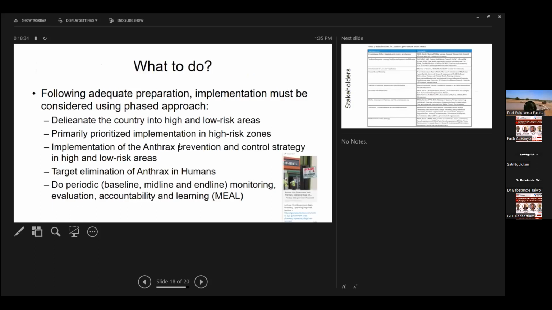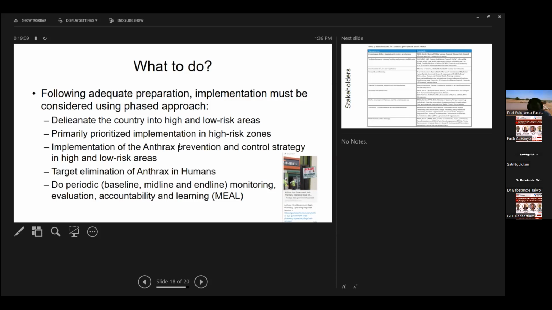So what are the things we also need to do? We need to delineate the country into high and low risk areas, as I've said. Primarily prioritize the implementation and elimination in high-risk zones. We also need to implement the prevention and control strategy. I've mentioned that before. It's not an idle document. It's something we need to make active and use from time to time. We need to target elimination in humans. And we also need to do periodic baseline, midline, and endline monitoring. It's important for us, when we are implementing activities, to also monitor them periodically to see whether we are making progress or not.